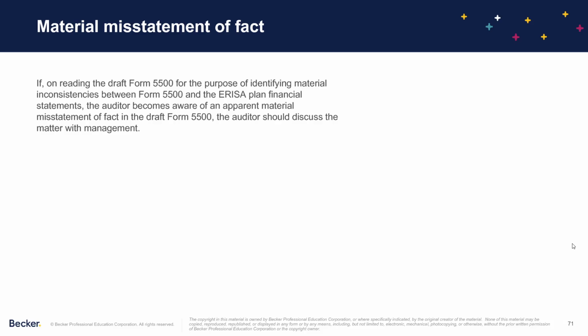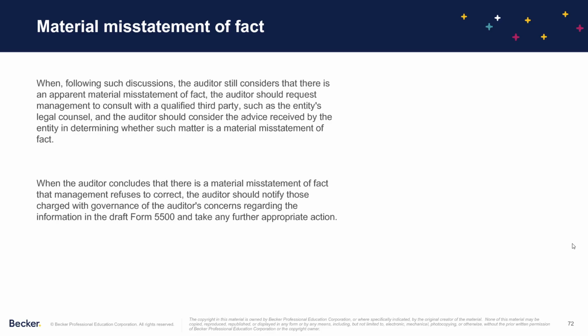If on reading the draft 5500 for the purpose of identifying material inconsistencies, we become aware of a material misstatement of fact in the Form 5500, then again, we always start with management. If following those discussions we still think that there's a misstatement of fact, then we should consult with a qualified third party, such as the entity's legal counsel, and consider the advice in determining what to do regarding that material misstatement of fact. When we conclude that it is a material misstatement and management refuses to correct it, we should notify those charged with governance and take appropriate action.